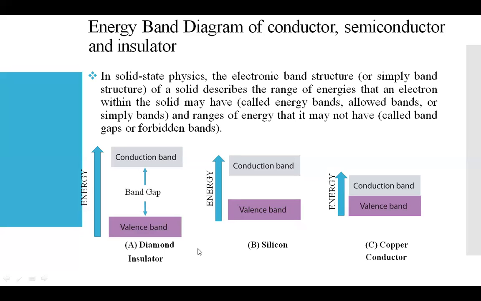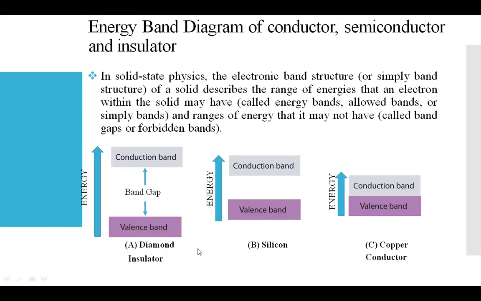But if you see the second case, it is silicon. In this condition, the band gap is in a minimal range, so it can easily be converted into the conduction mode and work as a conductor, or it can work as an insulator. So this is the silicon structure, the energy band diagram, where the energy required from the valence band to the conduction band is less compared to the insulator.